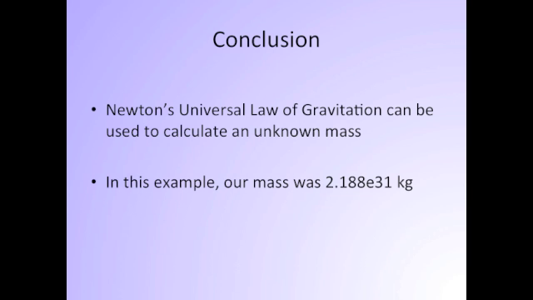Using the results of the analysis of our Python code, which were gathered using concepts derived from Newton's universal law of gravitation, it can be concluded that the mass of a black hole at position x equals -4 times 10 to the 10 meters, y equals 3 times 10 to the 10 meters, and z equals 0 meters, that is being orbited by a star of mass 1.989 times 10 to the 30 kilograms, is equal to 2.